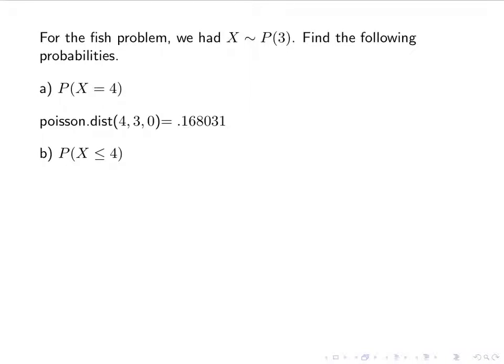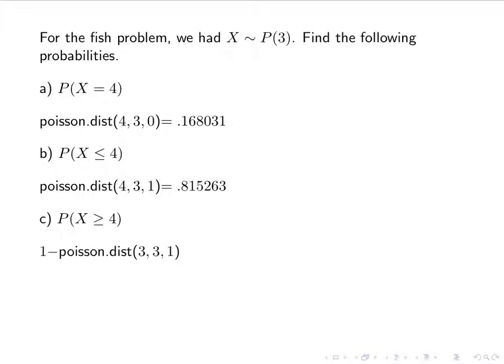Let's find the probability that x is less than or equal to 4, so that we caught at most 4 fish. So that's Poisson.dist 4, 3, 1, which will give us 0.815263. If I wanted the probability that x is greater than or equal to 4, we caught at least 4 fish, then that is 1 minus Poisson.dist of 3, 3, 1. So again, we're going to take away 0 through 3 because we want 4 through infinity.